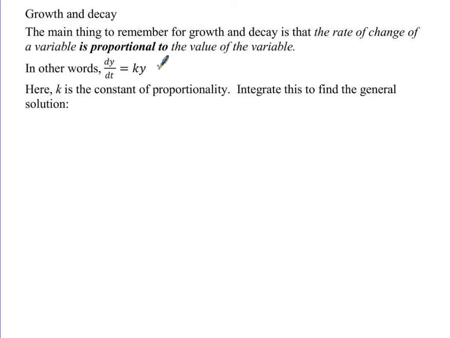Okay? So k is a constant of proportionality. We're going to integrate this to find our general solution. So we need to do a separation of variables again. We have dy over dt equals k times y. Separate the variables. dt winds up over here. Divide by y. We'll leave the k on this side. So we wind up with 1 over y dy equals k dt. Are the variables separated? All right, so now we're going to integrate.